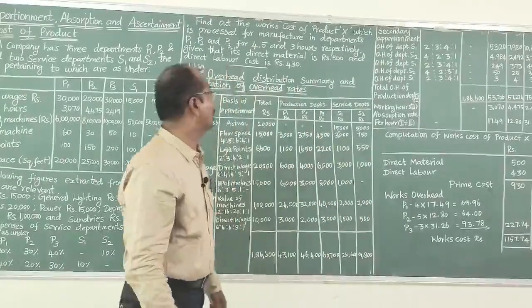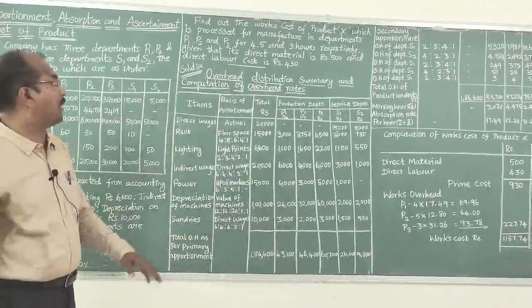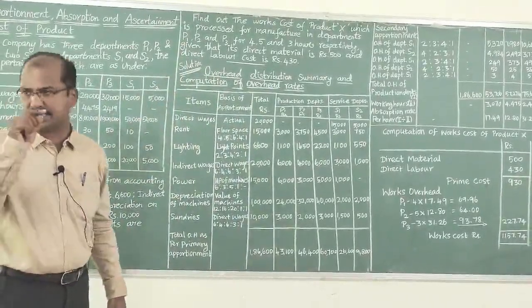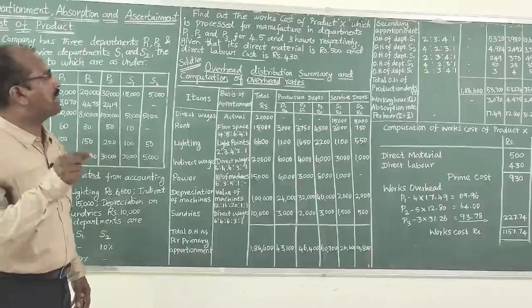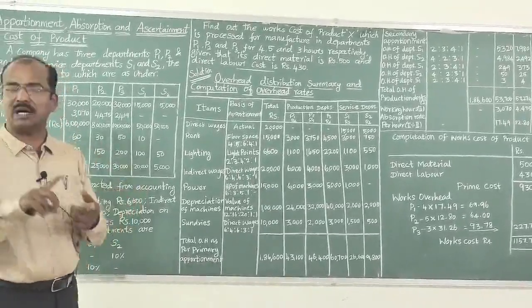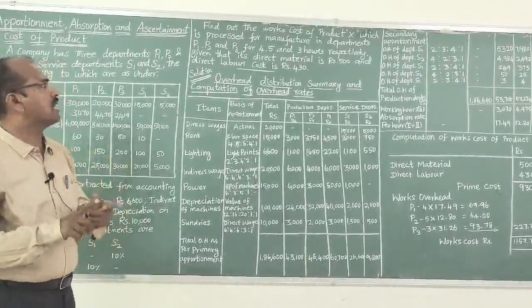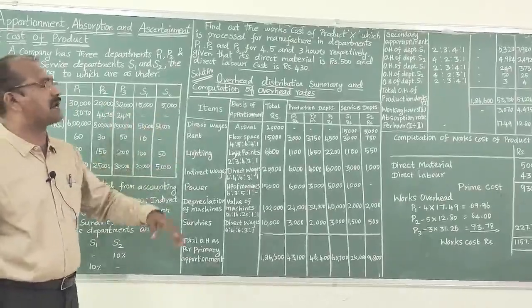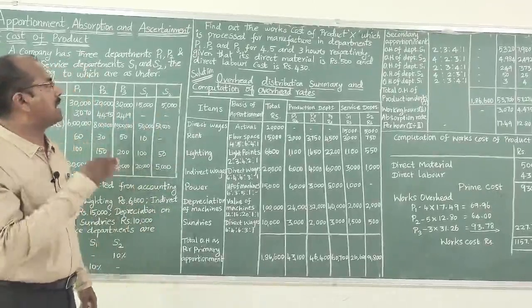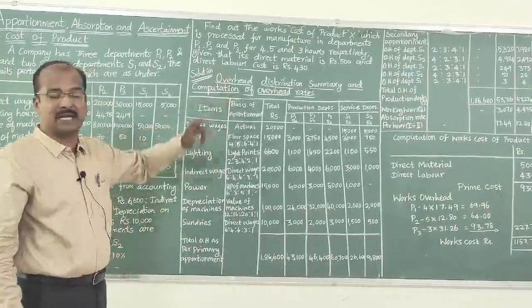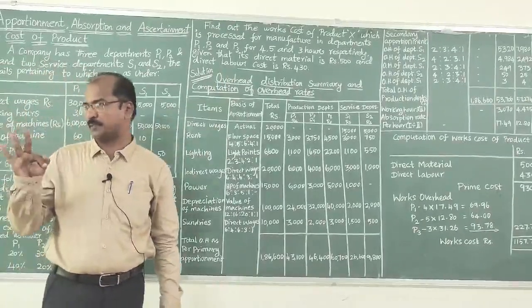Now let's get into the remaining details given in the problem. Find out the works cost of product X which is processed for manufacture in departments P1, P2 and P3 for 4 hours, 5 hours and 3 hours respectively, given that its direct material is 500 rupees and direct labor cost is 430 rupees. See, this is in connection with the third stage of the solution.